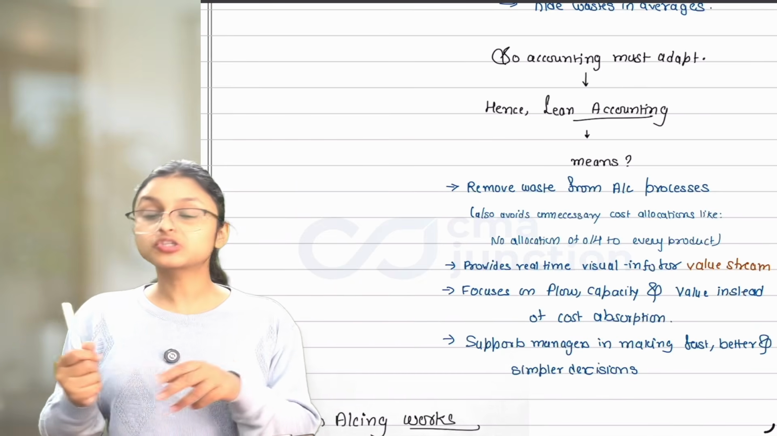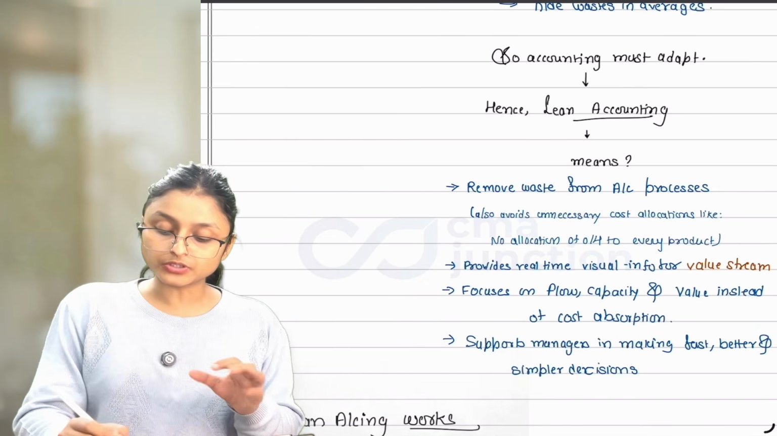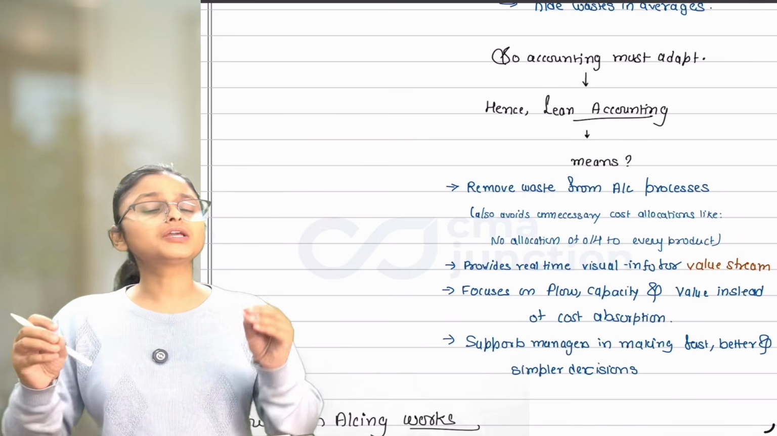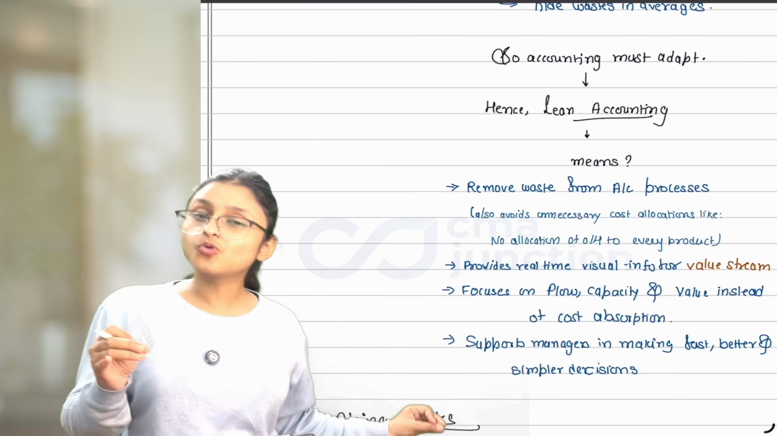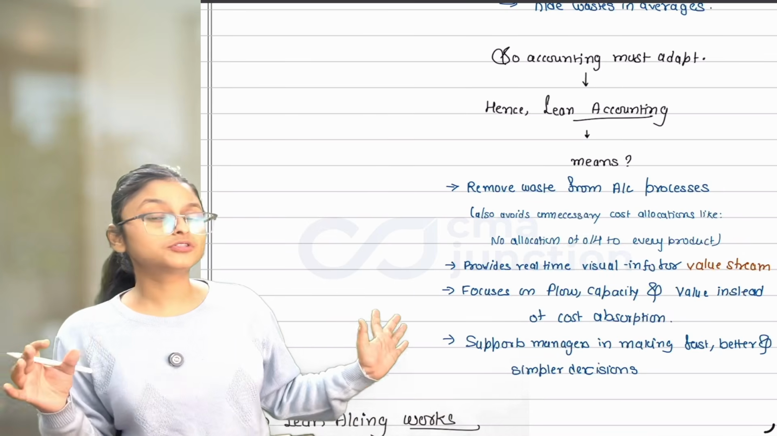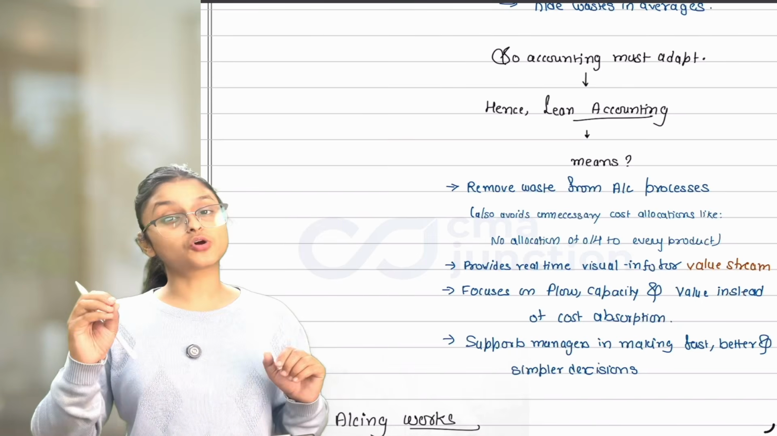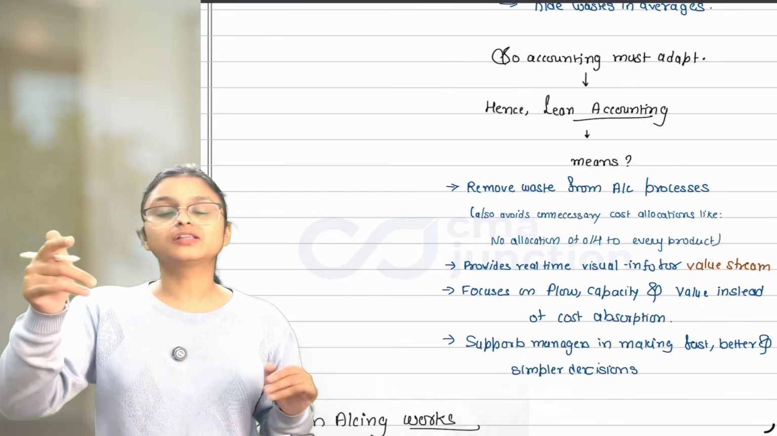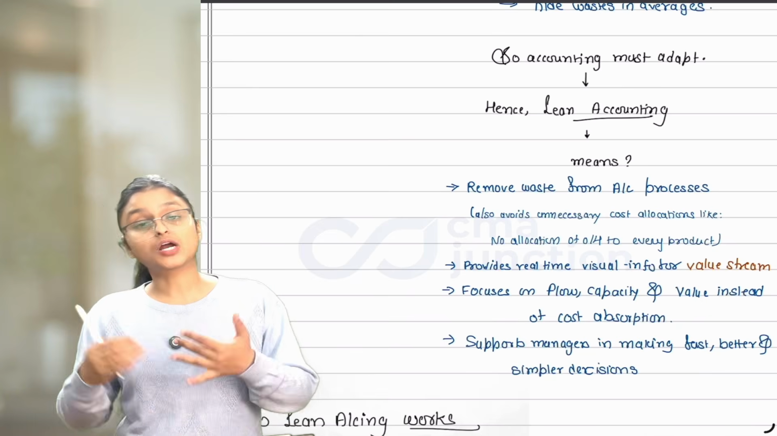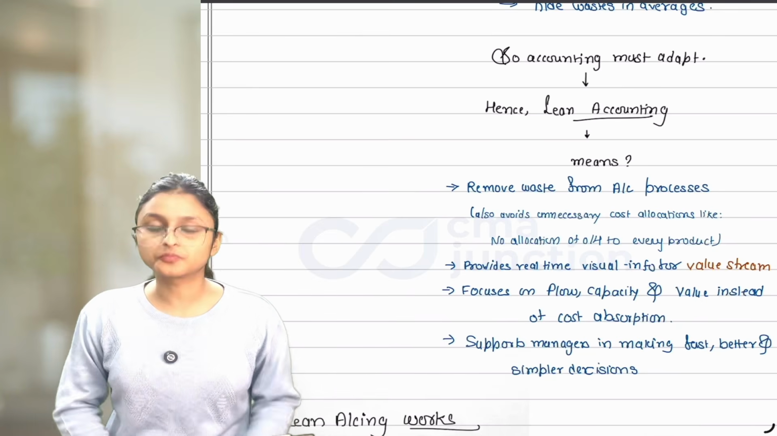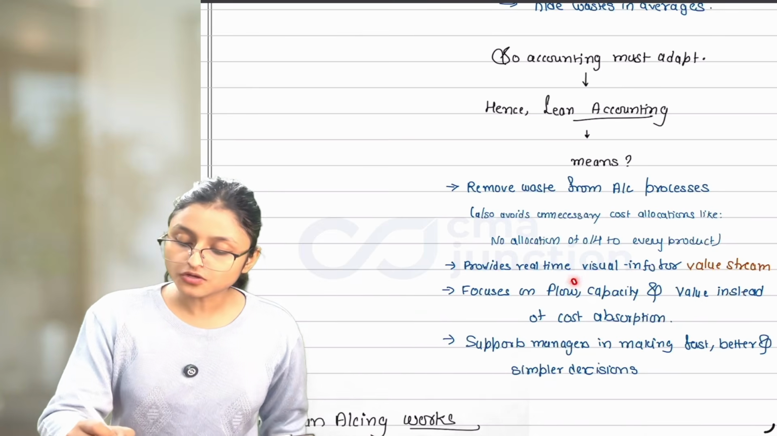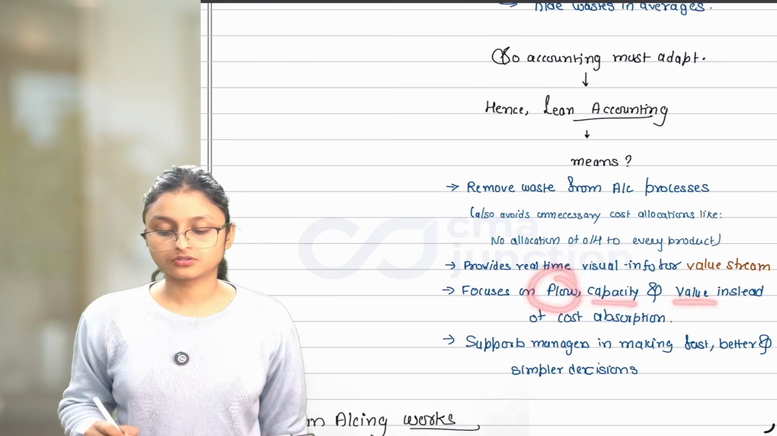Now this information which we are providing to management should be visual. That means we'll not make it more complicated as we used to do earlier. No long reports, but the report should be shorter and visual. That means use bar charts, pie charts, so that managers can understand those reports properly. Focus on flow, capacity, and value.